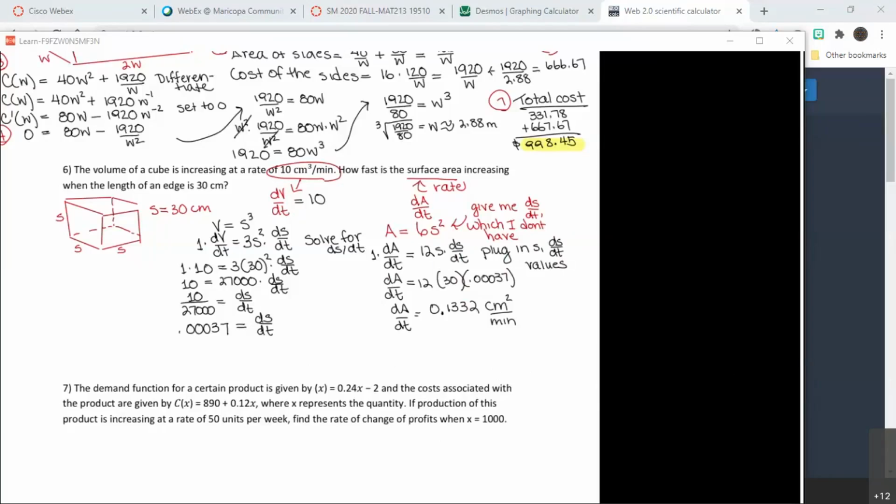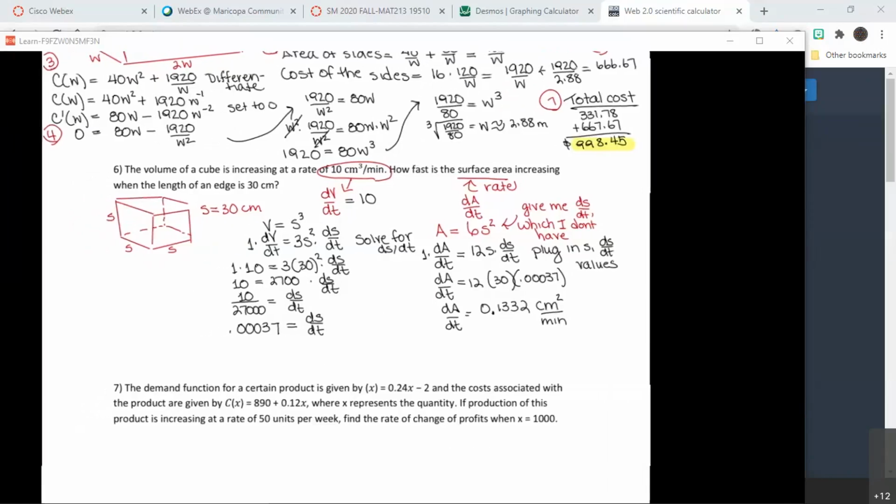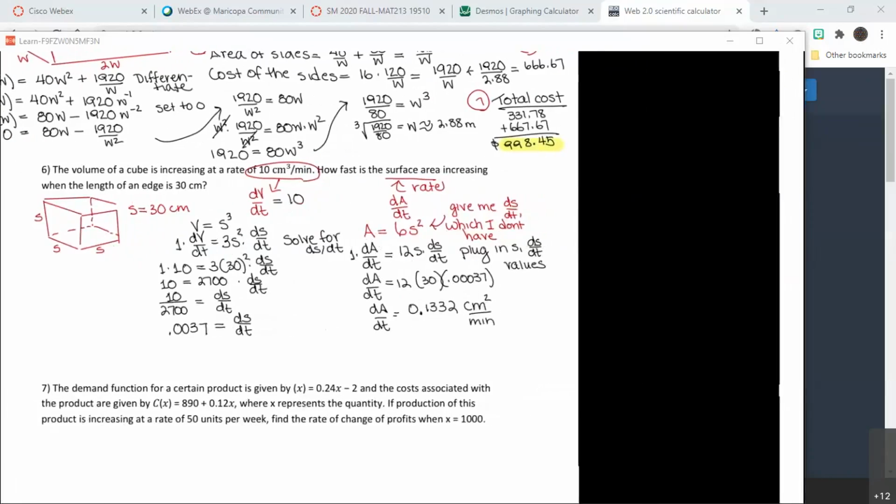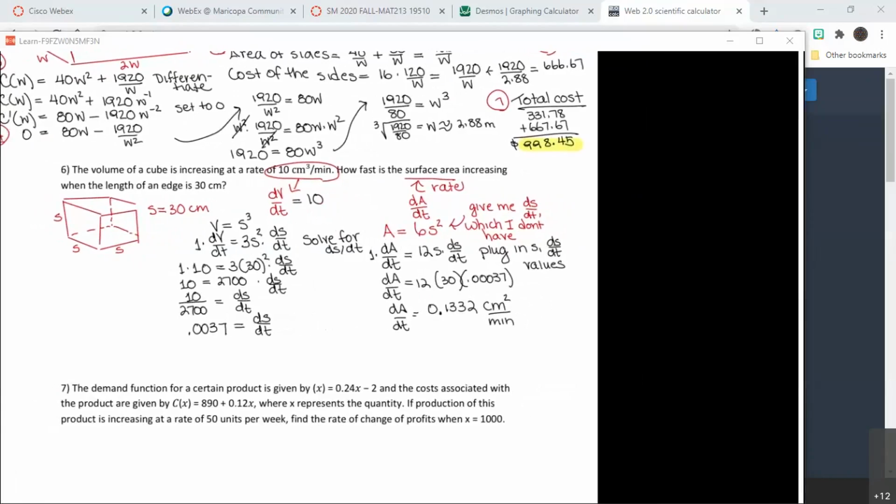I realized I screwed up a power of 10 here. Okay, 3 times 30 squared is 2,700, not 27,000. So I'm just going to drop everything, get rid of the zero everywhere. Watch how this changes things. This is sometimes useful to see how things screw up.